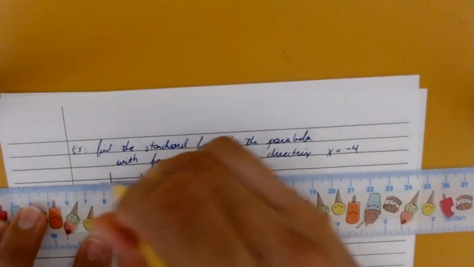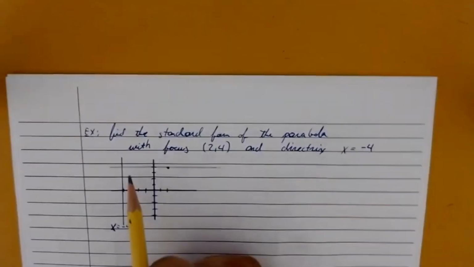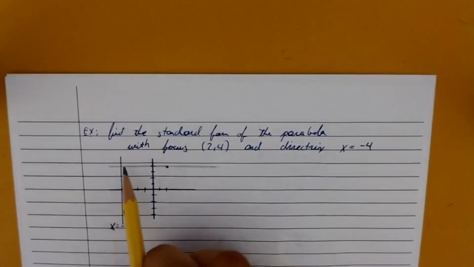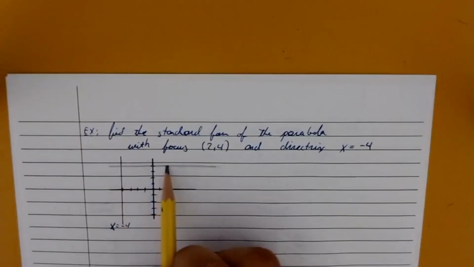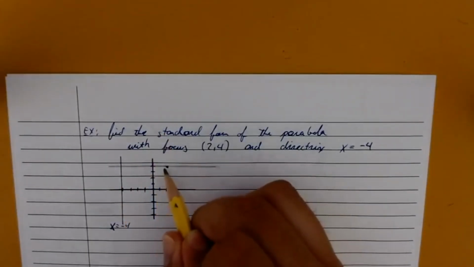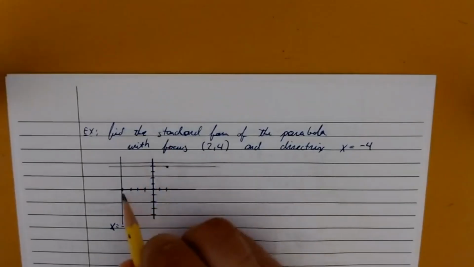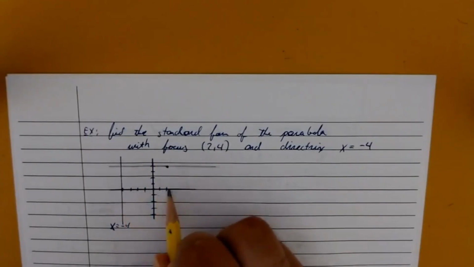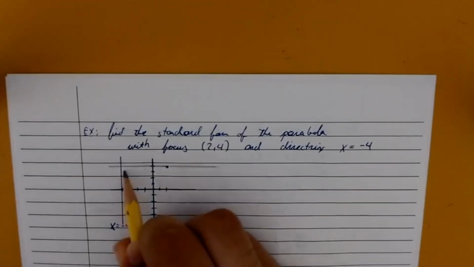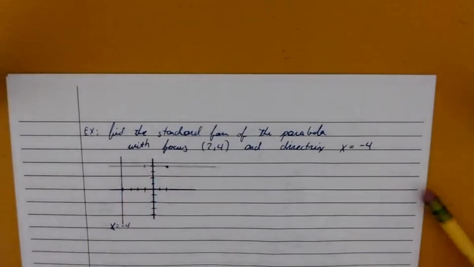So that's this line right here. And we know that our vertex will lie on the axis of symmetry halfway between the directrix and the focus. So halfway between here and here. Well, how many steps is that from here to here? That's 6 steps: 1, 2, 3, 4, 5, 6. So half of that would be 3: 1, 2, 3. So that would be our vertex.